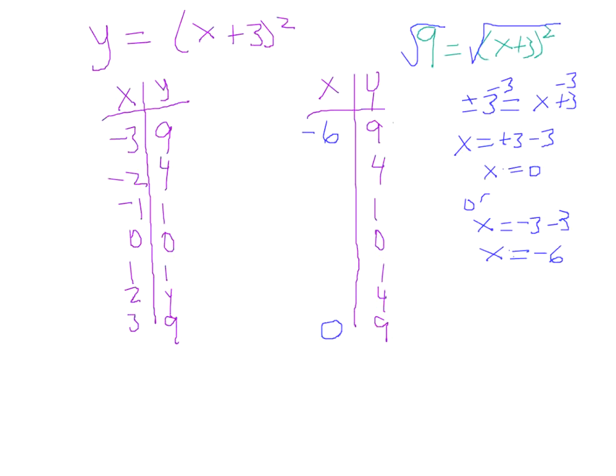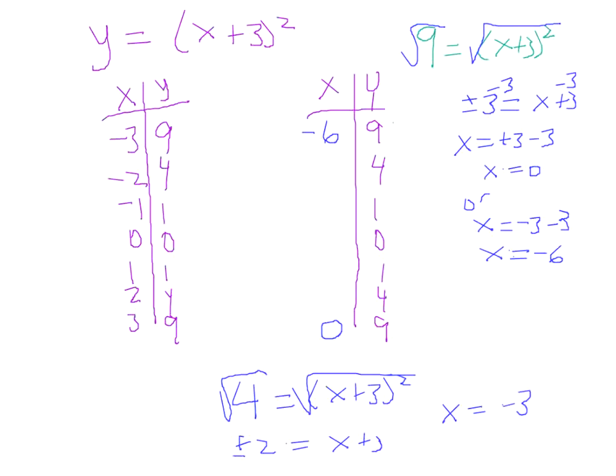In fact, I can continue doing that. I can say, well, what happens if y equals 4? What's the new x value that would give me y equals 4? And I square root both sides, and I get plus or minus 2 here to equal x plus 3. And so when I subtract 3 from both sides, I get negative 3 plus or minus 2. That's usually how we write it. And so this means negative 3 plus 2, that gives me negative 1, or x equals negative 3 minus 2, which gives me negative 5.